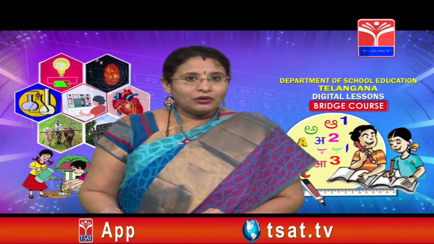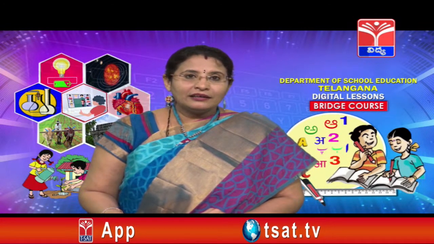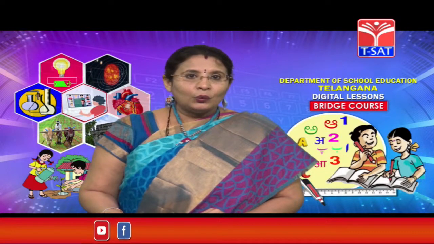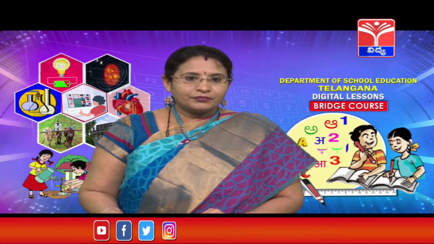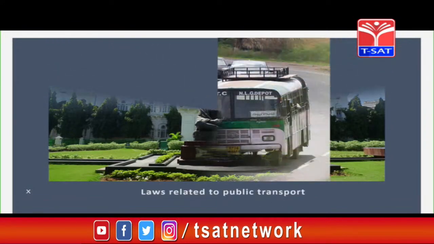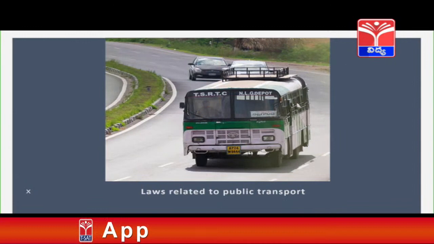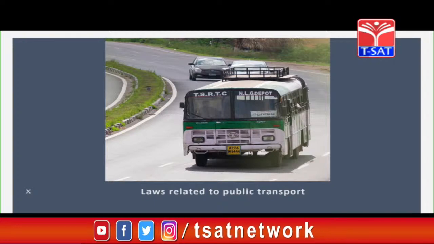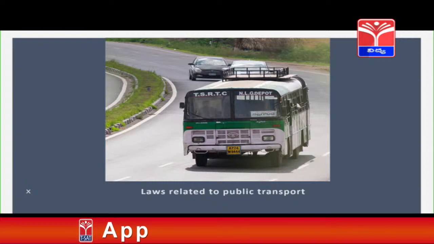Now let us learn about the laws which are made by the State Legislative Assembly, which comes under the state list. And the subjects on which the State Legislative Assembly can make the laws are those related to public transport. That is, how much people can afford for transportation of goods and people. Bus fares for both private and government buses is fixed by the state government. Each state has its own laws for the fixation and the revision of the transport charges.